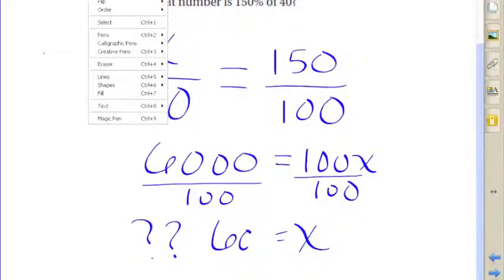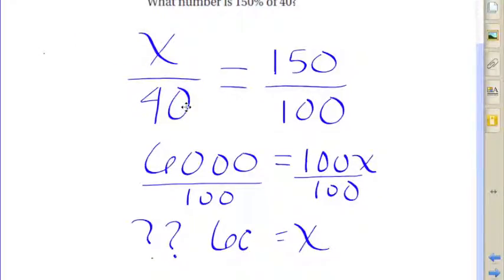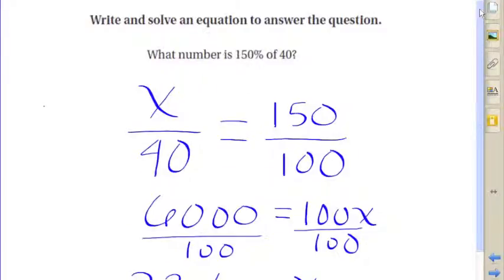Think about it. 60 is 150% of 40. Okay, why? Well, 40 is 100% of 40, is it not? And 20 is 50% of 40. So if you put them together, if 50% of 40 is 20, 100% of 40 is 40, well, 20 plus 40 is 60. Therefore, 150% is 60 out of 40, or 60 is 150% of 40.